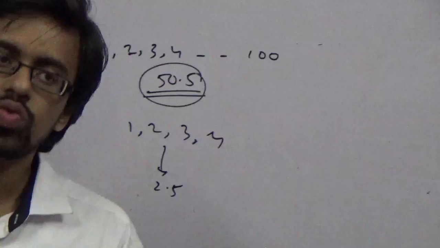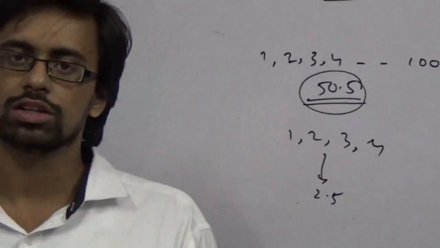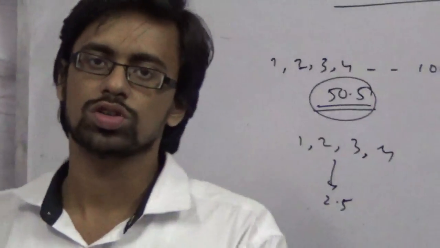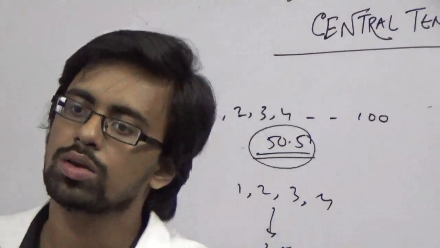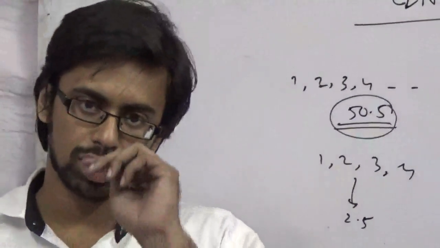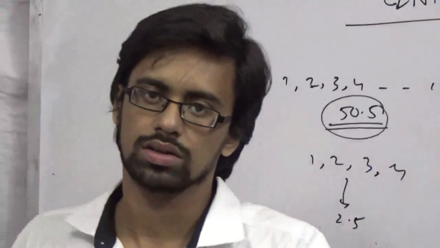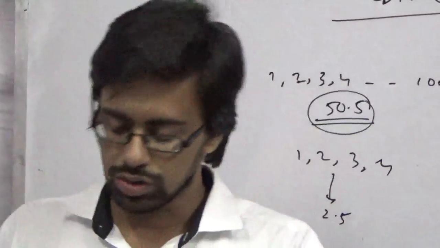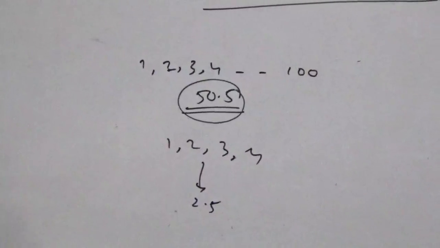But in order to find the most centralized value, or which value is better or worse, there are many formulas. Total 11 formulas are there, 11 types are there. We will be discussing one after another. So starting with type 1 today, that is called arithmetic mean.